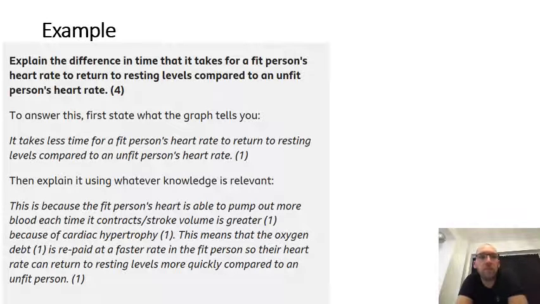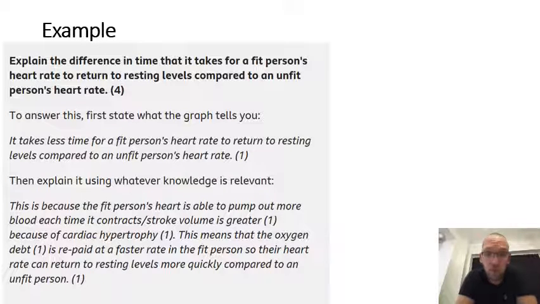So, as an example: explain the difference in time it takes for a fit person's heart rate to return to resting levels compared to an unfit person's heart rate. To answer this, first state what the graph tells you. It takes less time for a fit person's heart rate to return to resting levels compared to an unfit person's heart rate. 1 mark. Then explain it using whatever knowledge is relevant.